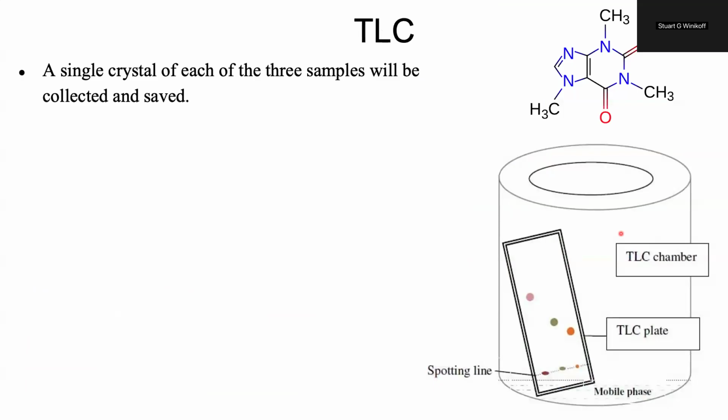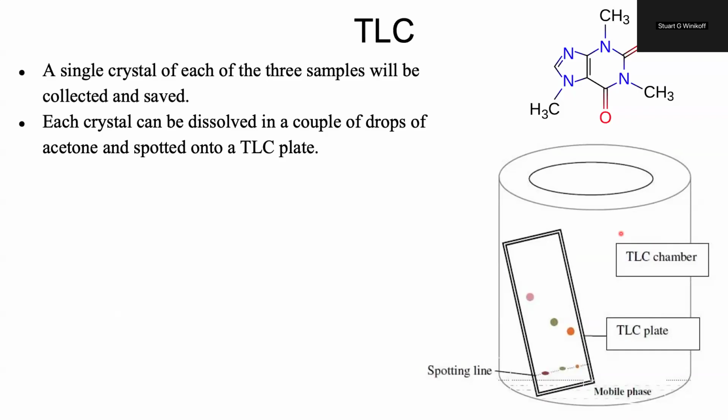Now, what we're going to also want to do is characterize our samples. So we're going to go ahead and do this via two ways. The first one is you're going to go ahead and from each of your three samples, you're going to save a single crystal of each. So one crystal from your crude product, one crystal from your recrystallized product, and one crystal from your pure, which you should have plenty of at this point.